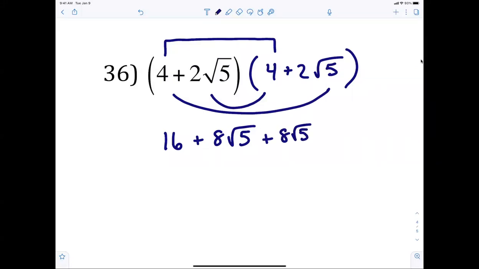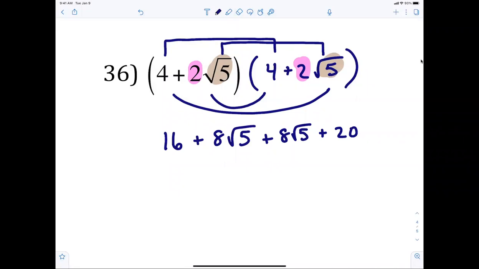Now, everybody's got to be careful on 2 radical 5 times 2 radical 5. Would it be 20? It would be 20, right? So again, 2 times 2, and then radical 5 times radical 5. So 2 times 2 is 4. Radical 5 times radical 5 is 5. 4 times 5 is 20.